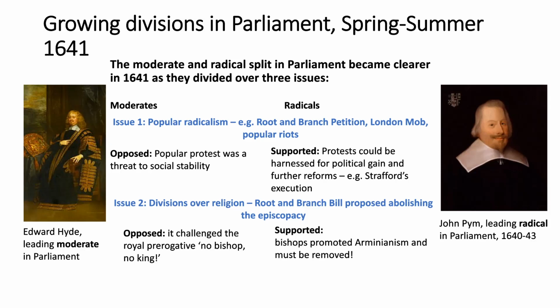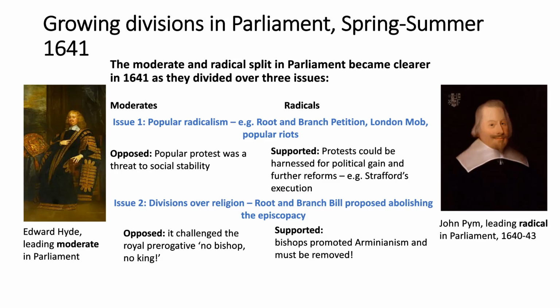Okay, so I'm going to go with the radicals first. Radicals supported this bill because they thought that the bishops promoted Arminianism and must be removed. If you're going to get rid of Arminianism, which is this tree that's been growing in England for the last number of years, you have to tear up this episcopal structure and get rid of the bishops.